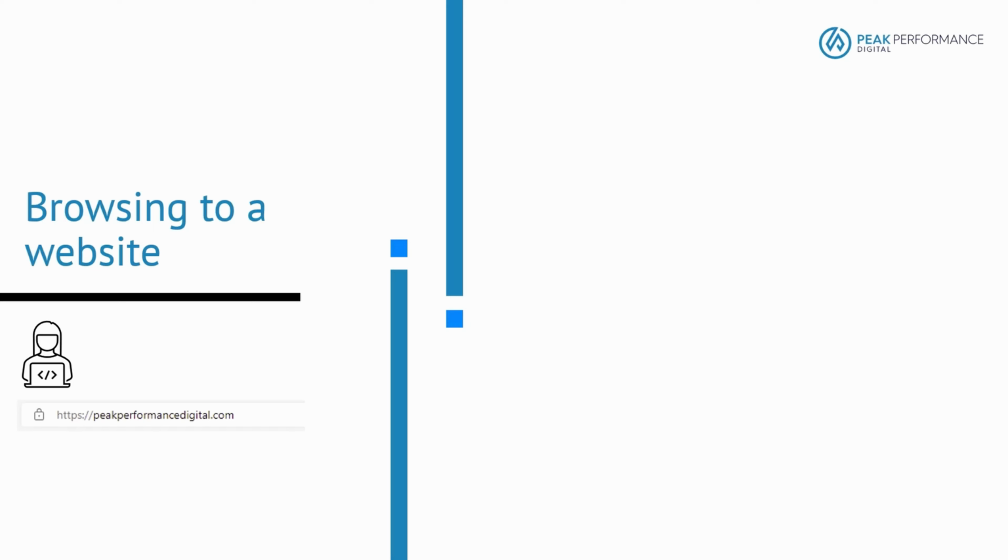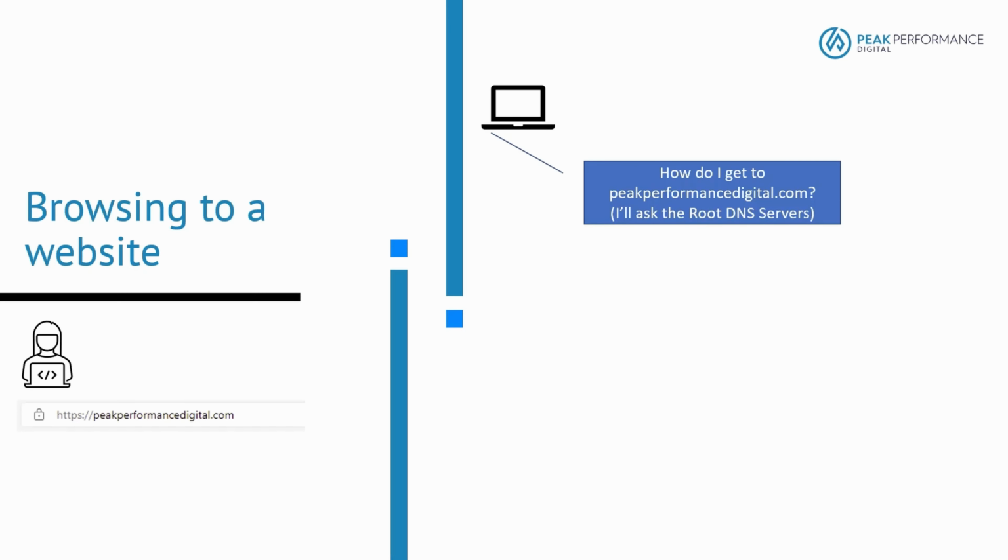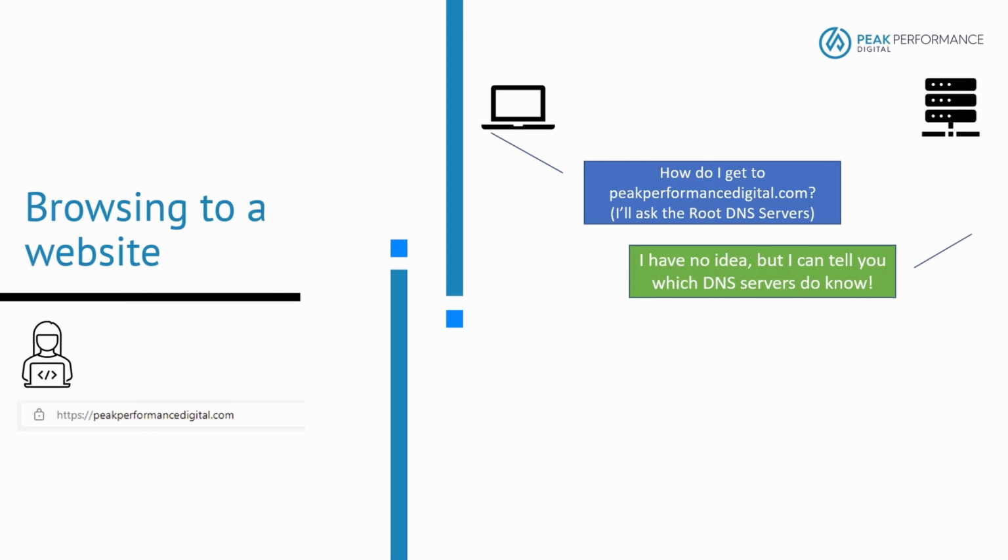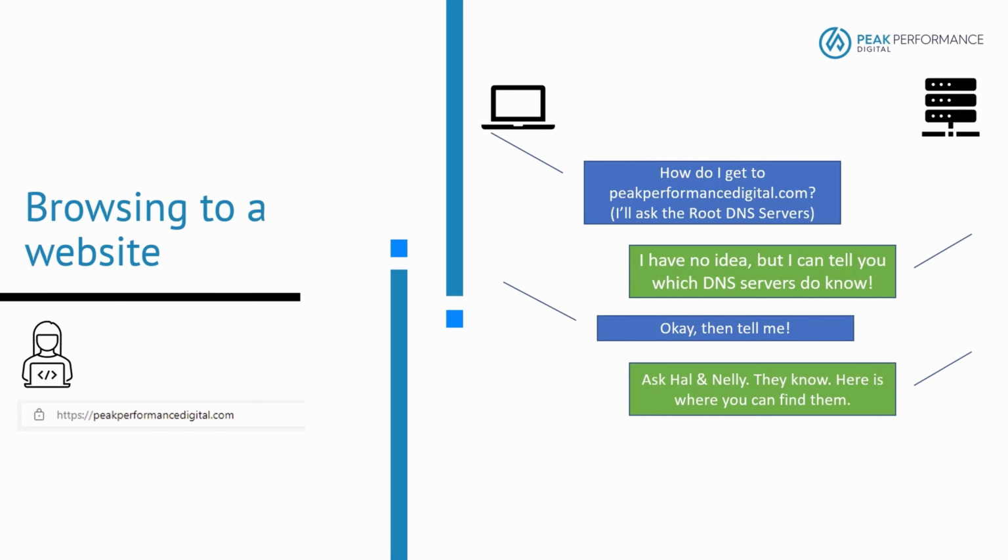So how do all these pieces fit together, and what do they do? Let's take a simplified example of someone going to my website, peakperformancedigital.com, in their web browser. First, you start by typing peakperformancedigital.com in the address bar and hitting the Go button. Your computer then says, "I don't know anything about this domain name, let me check with the root servers." Those 13 root servers don't necessarily know where peakperformancedigital.com is, but they know which DNS servers do know. The root servers check their database and say, "Hey, it looks like Hal and Nellie, yes, those are the names of my DNS servers, know about this domain. Why don't you go ask them?"